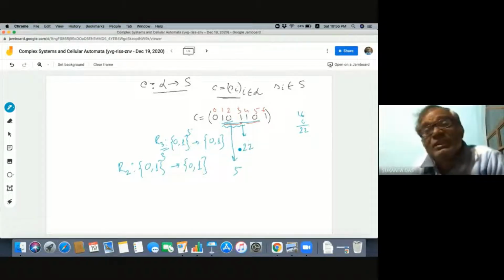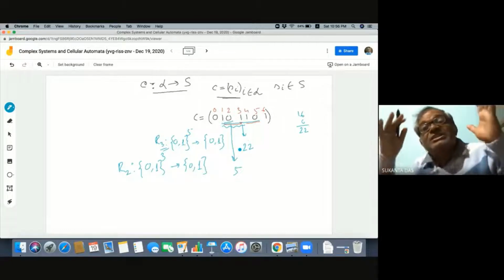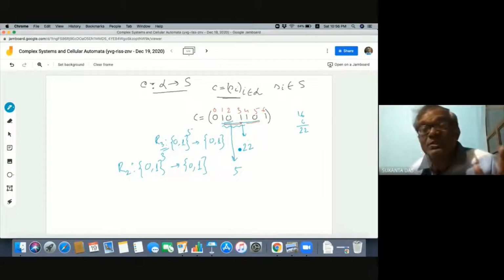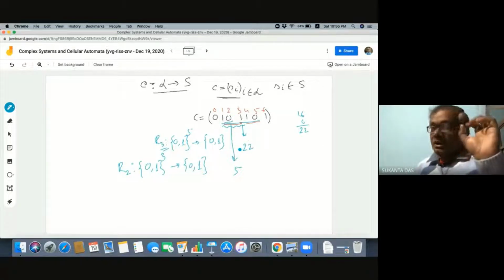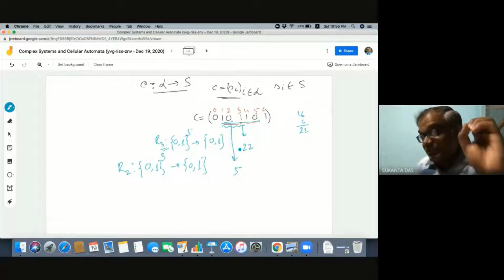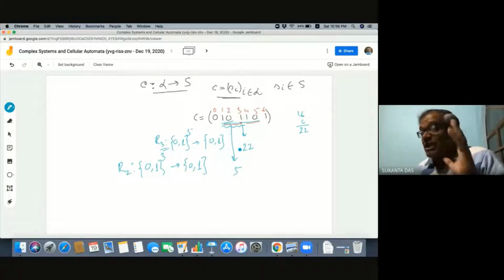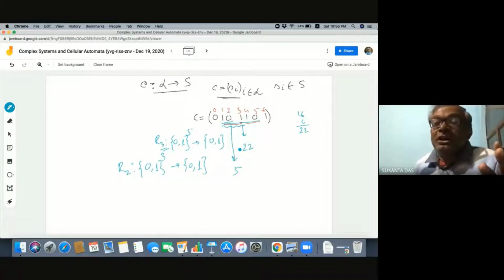Now in this way, what will I get? For cell 0, I get one RMT, for cell 1 another RMT, for cell 2 another RMT. So we get a sequence of RMTs. From where? From the given configuration. So I was saying that it's a different way of looking at a configuration.